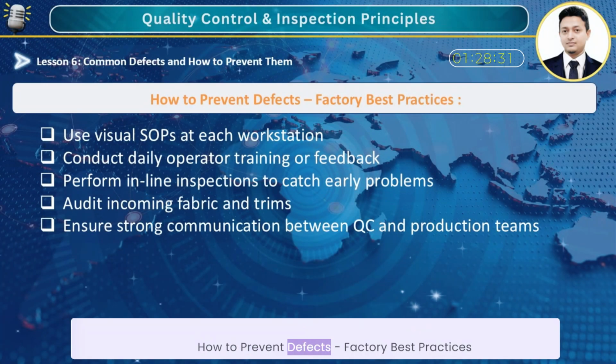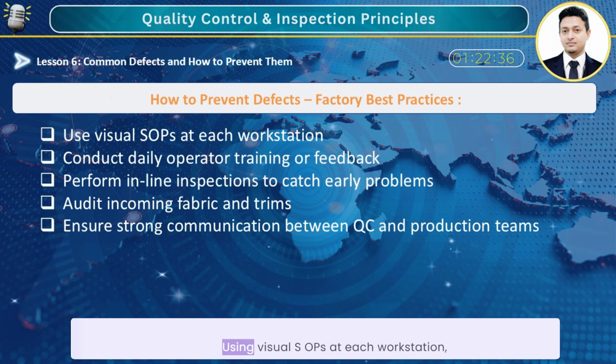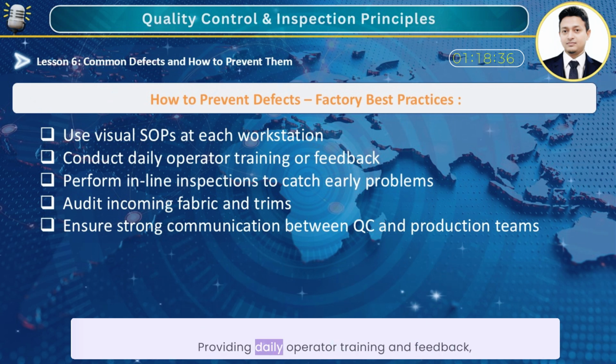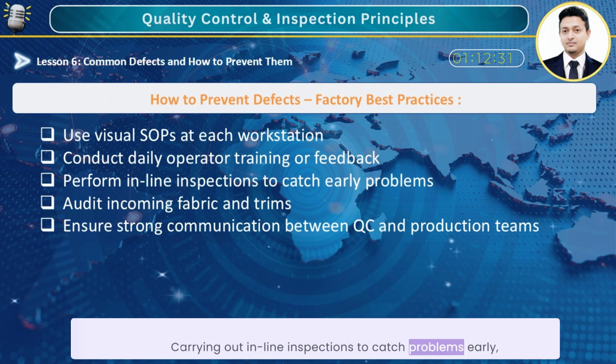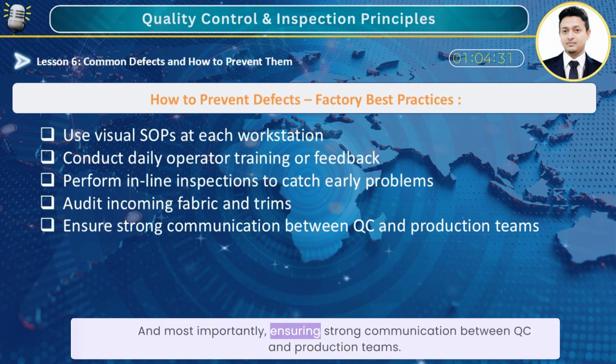How to prevent defects? Factory best practices. Some proven best practices are: using visual SOPs at each workstation, providing daily operator training and feedback, carrying out inline inspections to catch problems early, auditing incoming fabric and trims before they enter production, and most importantly, ensuring strong communication between QC and production teams.